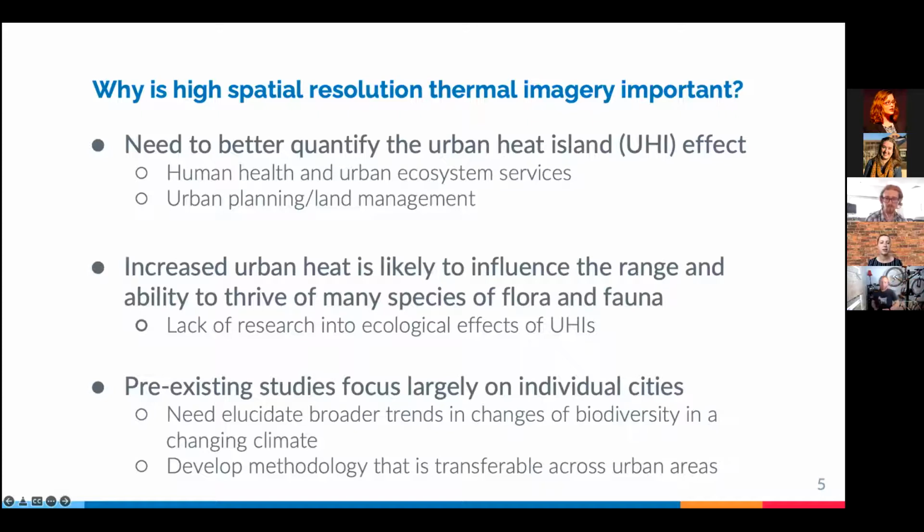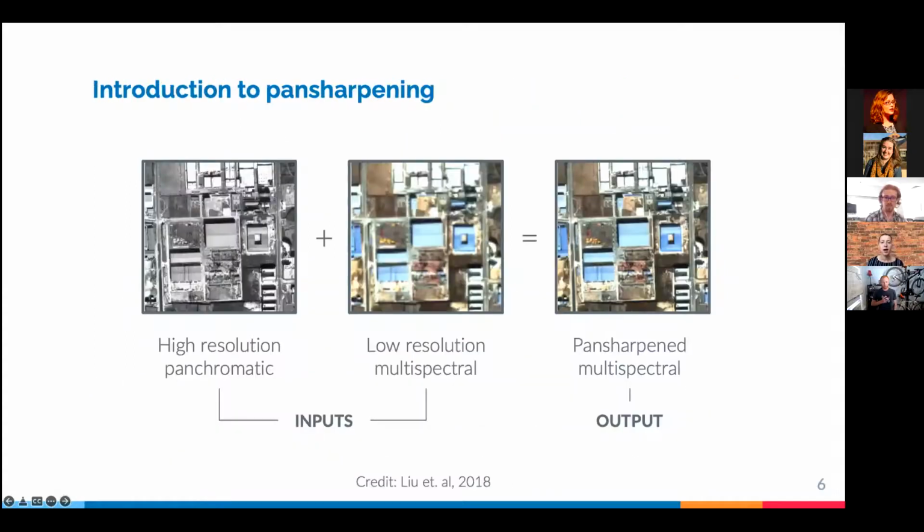And lastly, pre-existing studies focus largely on individual cities, but there's a need to elucidate broader trends and changes of biodiversity and urban heat in a changing climate across more cities. So I wanted to develop a methodology that hopefully is transferable across urban areas and is not specific to one city, for example. And so one way that I thought to do this was using Pan Sharpening.